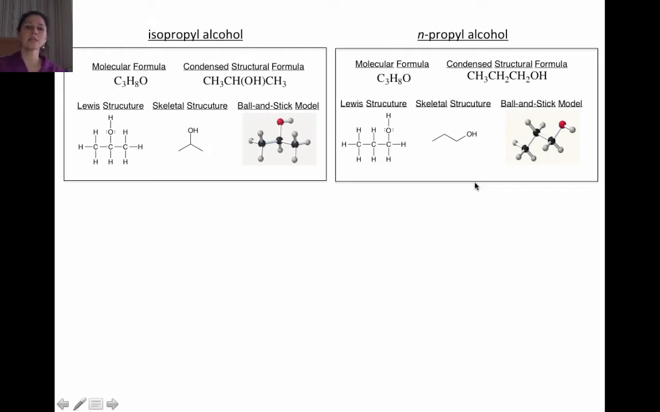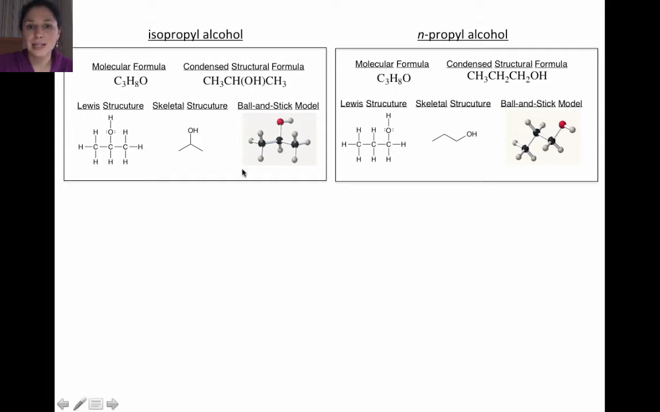So if we compare isopropyl alcohol to N-propyl alcohol, what I'd like you to notice is that they have the same molecular formula. So they both have the same number of carbons, same number of hydrogens, same number of oxygens. The only difference between these molecules is the way that their atoms are connected. And these things are called structural isomers. So it's a kind of isomer that's called a structural isomer. So the molecular formulas are the same.